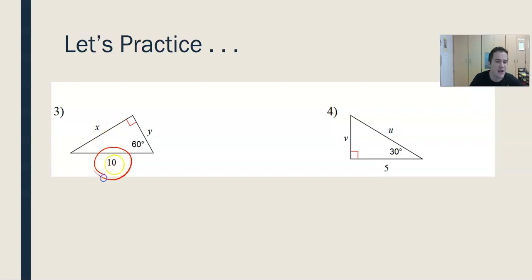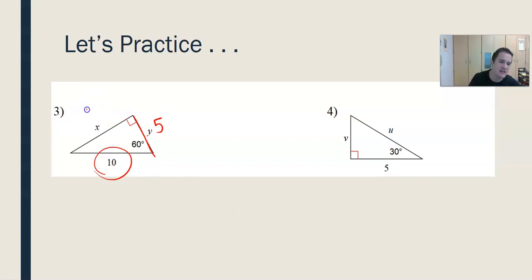Right here I have the hypotenuse is 10 units long. So thinking back to the relationships I know about this 30, 60, 90 triangle, this short side right here is going to be half of that, or 5. Right? That short side is going to be half the length of the hypotenuse.